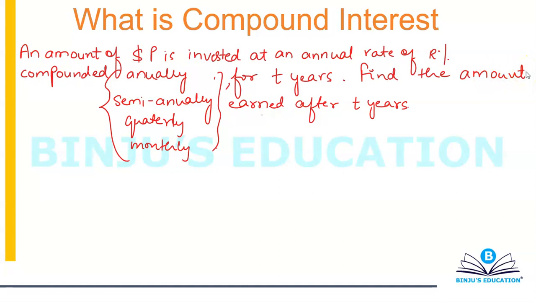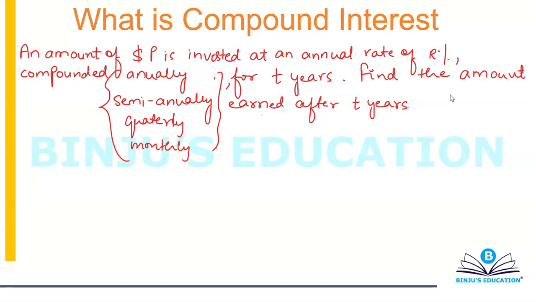An amount of $P is invested at an annual rate of R% compounded annually. There's going to be a comma after this. Compounded annually, semi-annually, quarterly, monthly for T years. Find the amount earned after T years. So these are basically four questions in one question. Your money is either being compounded annually, or semi-annually, or quarterly, or monthly.